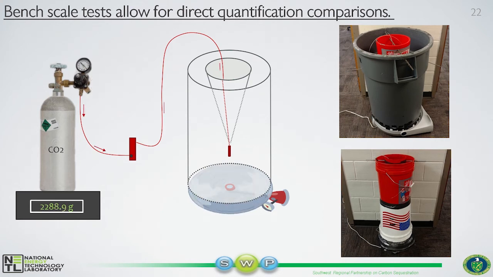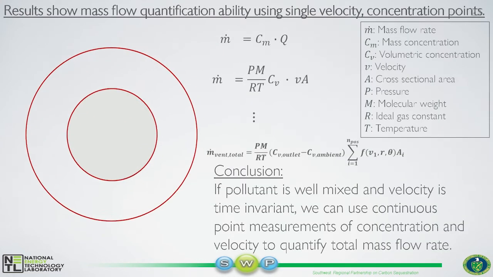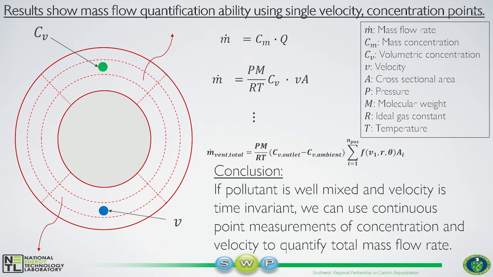As CO2 is let out of this canister, the scale records the mass change. This CO2 then flows into the bottom of a vent with an annular shape and is blown upward much like its rooftop counterpart. In this way, we could directly compare our quantification methods with the directly measured mass flow rate reported by the scale. I'm going to skip over the gory details to keep this moving along. I'll happily circle back with more explanation afterward in another video.